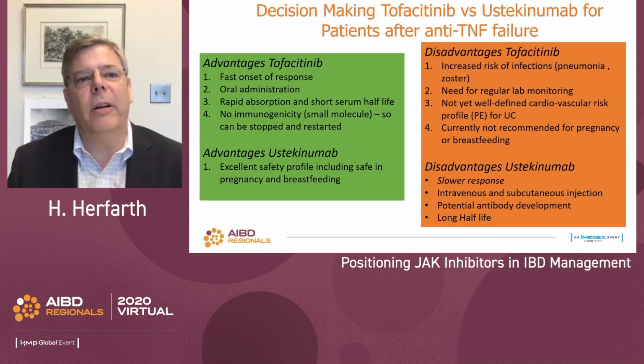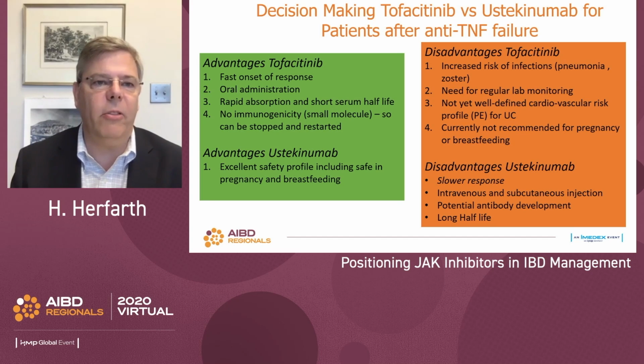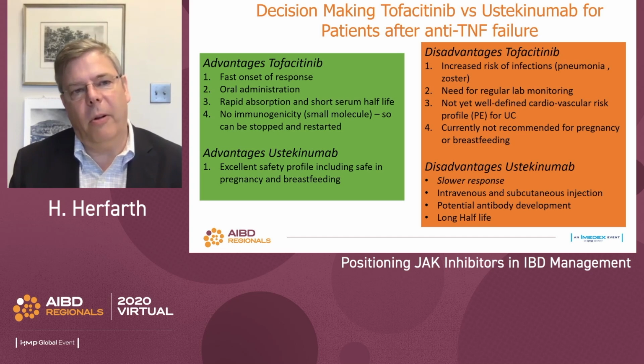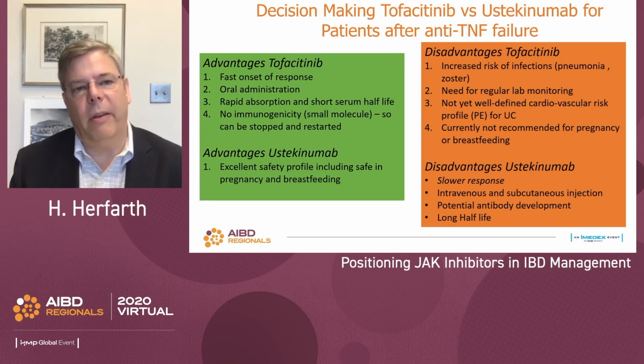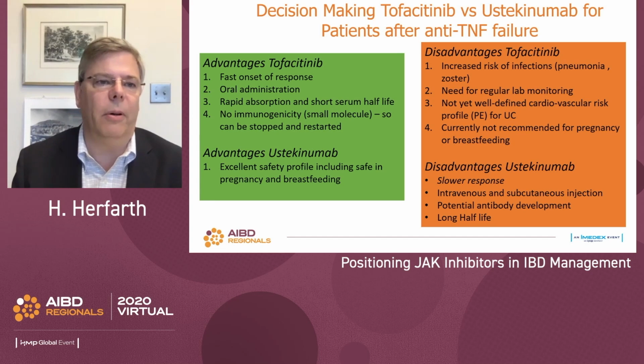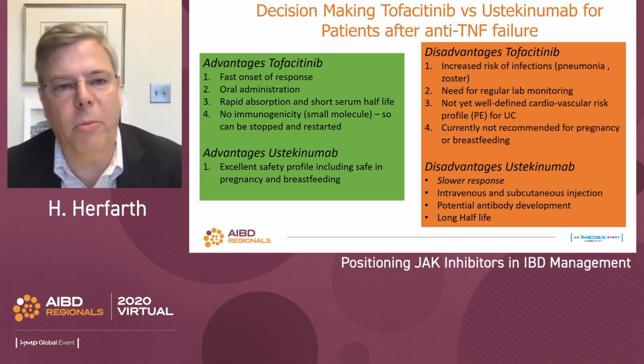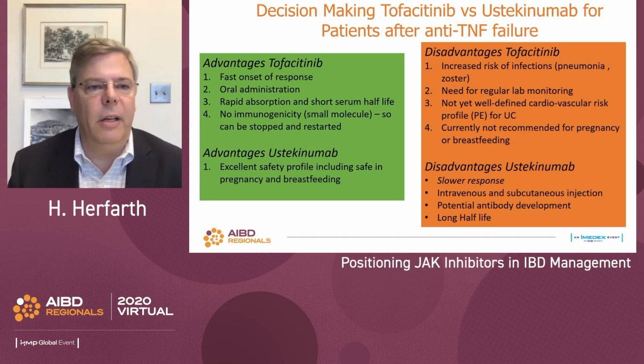So if you then consider the decision-making for tofacitinib versus ustekinumab, you have to look at the advantages of tofacitinib. It's a fast onset of response. This has been published. The onset of response can occur as early as 2 to 3 days after initiation of therapy. It's an oral administration. It's rapidly absorbed. It has a very short serum half-life, so if you stop it, it's out of your system in about 24 to 36 hours. There's no immunogenicity because it's a small molecule, and it can be stopped and restarted. The advantage of ustekinumab is that it has an excellent safety profile, including that it's considered safe in pregnancy and breastfeeding.